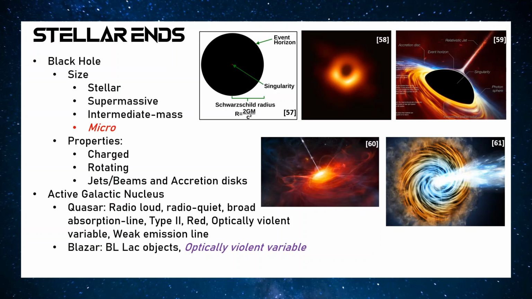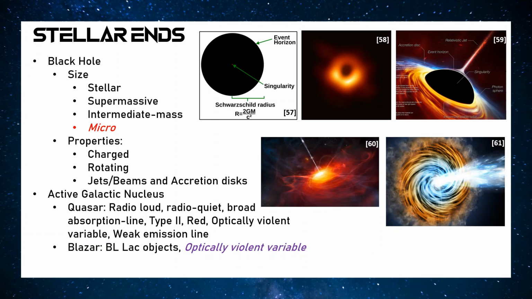And then there's intermediate mass ones. These are in between stellar and supermassive, maybe again from the merging of smaller black holes or collision of massive stars, or they might even be primordial, so from the earliest parts of the universe. There could also be micro black holes. These are hypothetical. Again, they could be primordial or from some other strange formation.